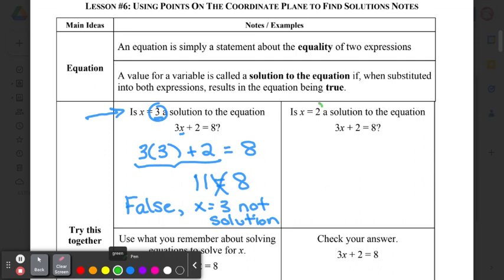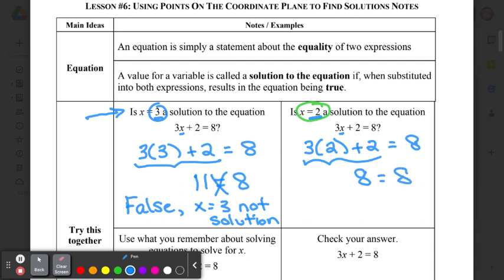Now take a second and plug this in. Pause the video, give it a try, and then come back and check your work. So what I did here is I substituted a 2 in for x. 3 times 2 plus 2. And when I evaluate, 3 times 2 is 6, plus 2 is 8. Well, this equation is true. Both sides are equal. So it's a true. So this is a solution. Hooray.